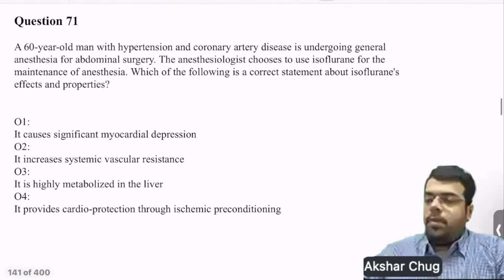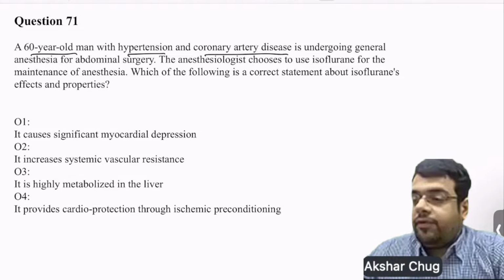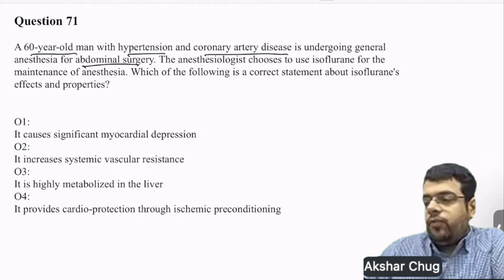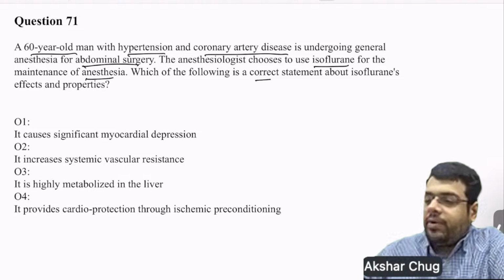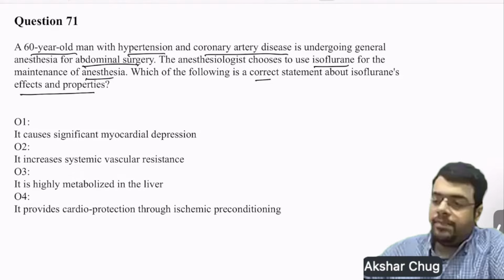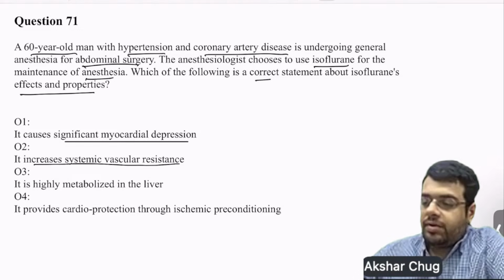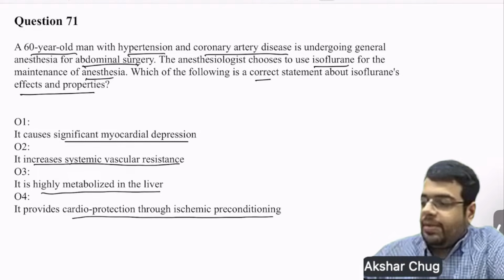Moving on to the next question. 60-year-old man with hypertension, coronary artery disease is undergoing general anesthesia for abdominal surgery. The anesthesiologist chooses to use isoflurane for maintenance of anesthesia. Which of the following is correct about isoflurane's effects and properties? Causes significant myocardial depression, okay? Increases the systemic vascular resistance, okay? Highly metabolized by the liver, okay? Provides cardioprotection through ischemic preconditioning.